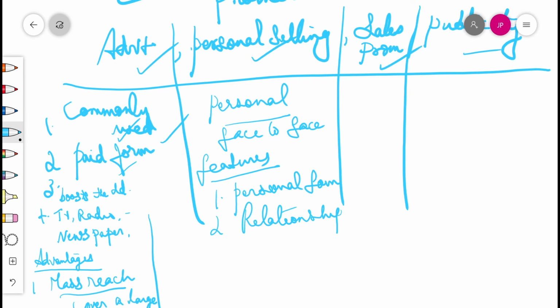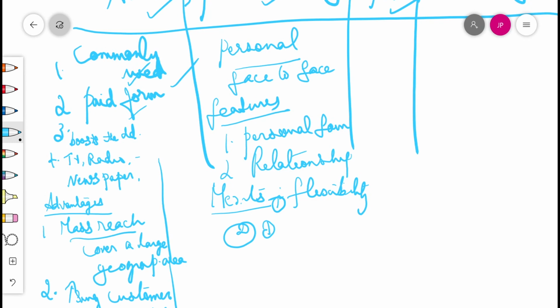So what are the merits of personal selling? Merits: first, flexibility. Personal selling allows a lot of flexibility. The sales presentation can be easily modified or adjusted according to the requirements of an individual consumer. And direct feedback. It facilitates prompt feedback because of direct face-to-face communication between the buyer and the seller. This feedback helps in bringing necessary changes in the sales presentation.